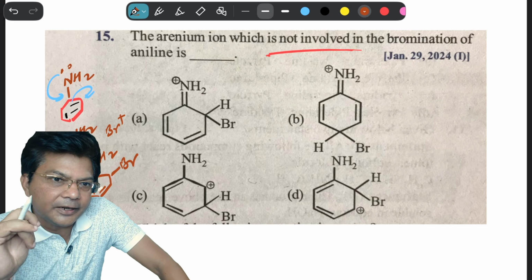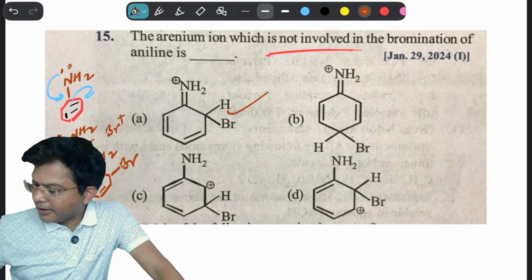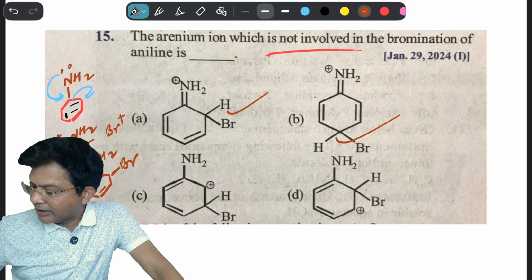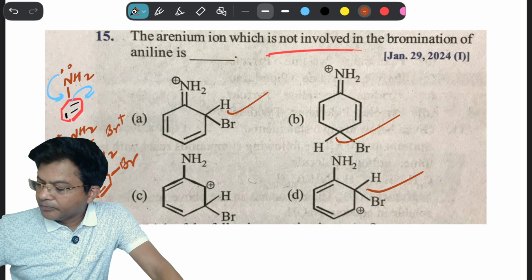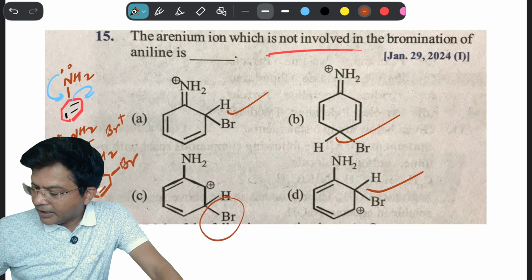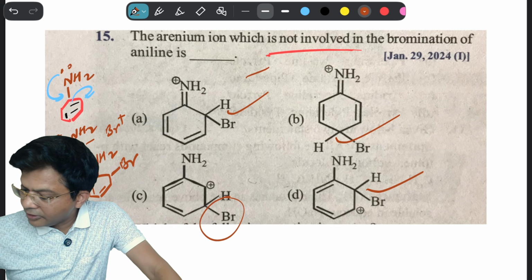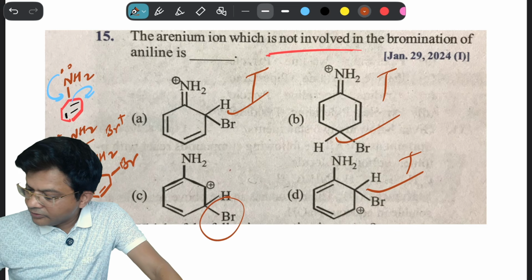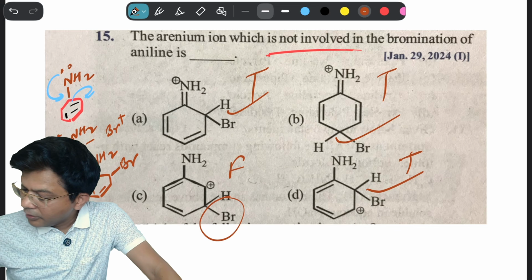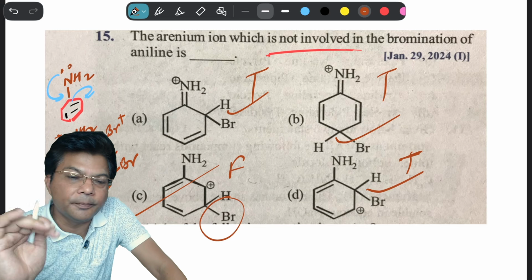I have learned one thing, that here it is attached at ortho, here it is attached at para, here it is attached at ortho, and your aniline is OP director. It can't attack on meta, so this will not get formed. So these are true, true, true, and this is false. So this is going to be the answer. This will never get formed. No need to write down the mechanism.